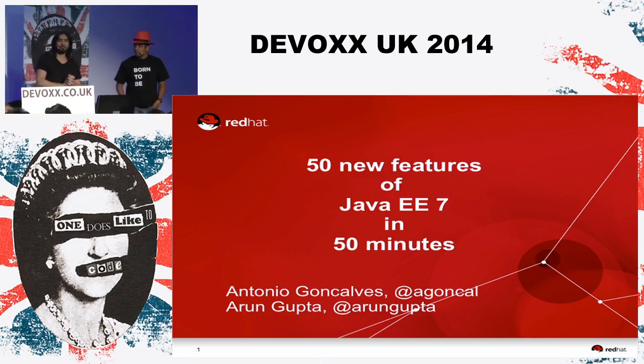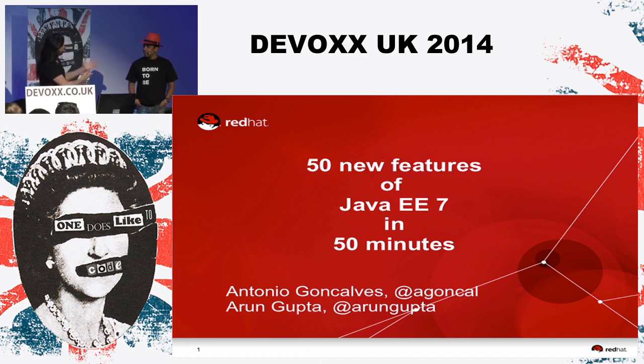My name is Antonio. I'm not from Red Hat. I'm a consultant, a freelance. And my name is Arun Gupta. I am from Red Hat. You see the difference? The Red Hat? Well, you have hair. I don't.